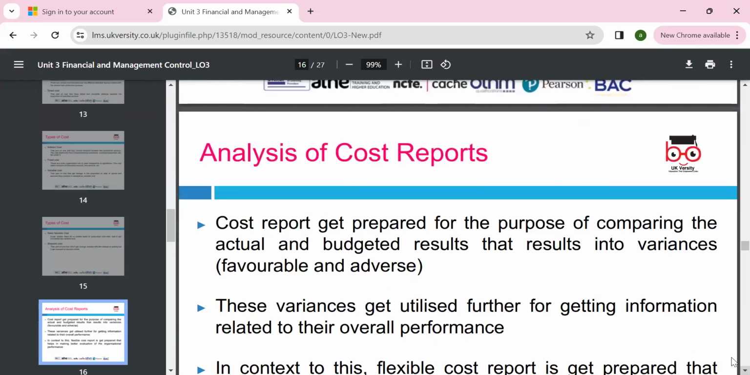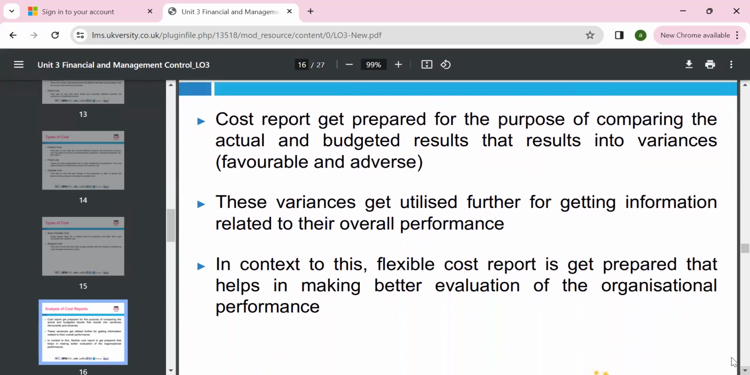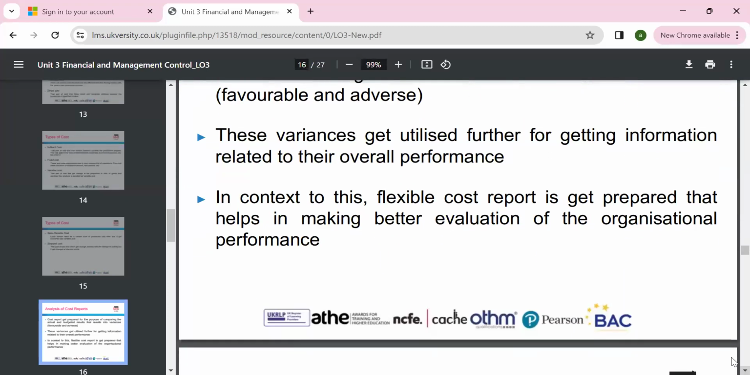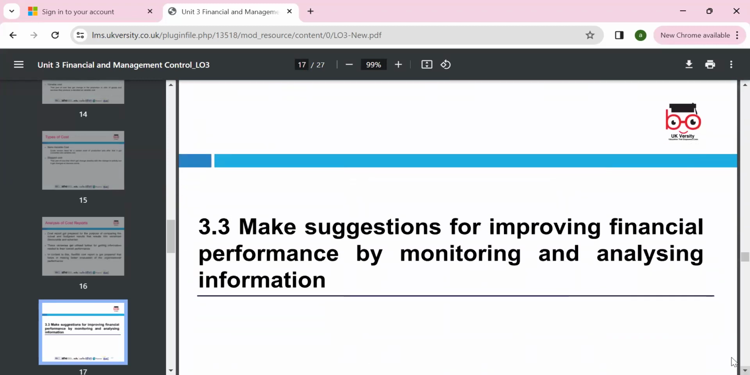Okay, analysis of the cost reports. Cost reports can be prepared for the purpose of comparing the actual performance with the variance. Variance is quite good to utilize for getting further information, in terms of the flexible cost report that gets prepared, and helps you make a better evaluation of the organization. Then we have 3.3, suggestion for improving the financial performance by monitoring and analyzing the information.